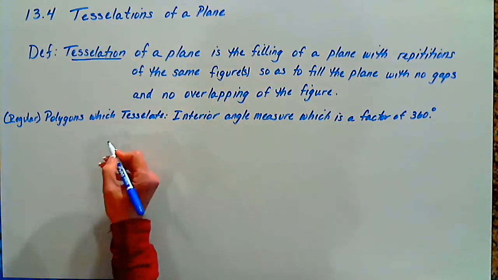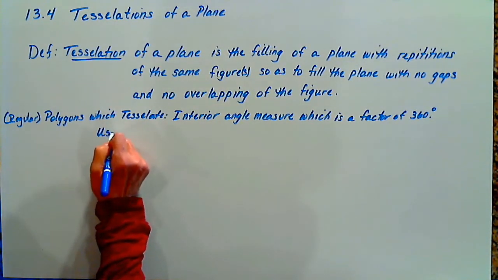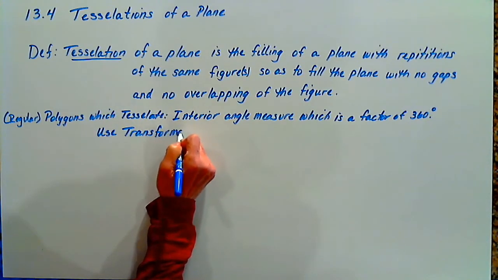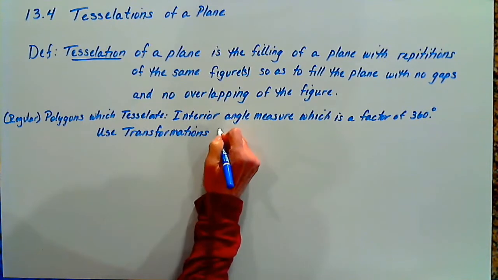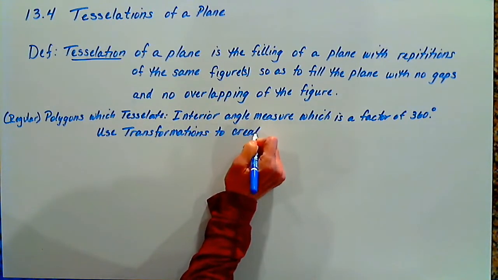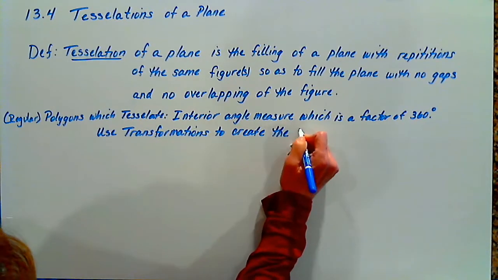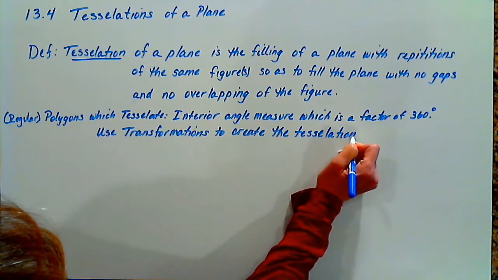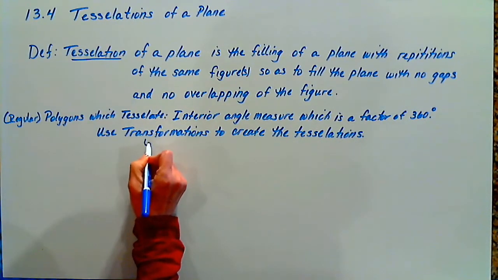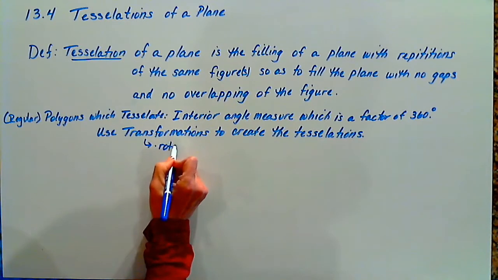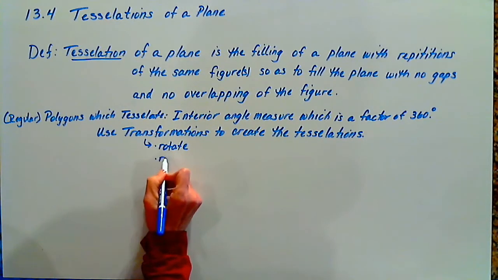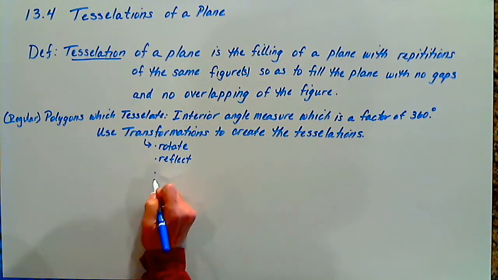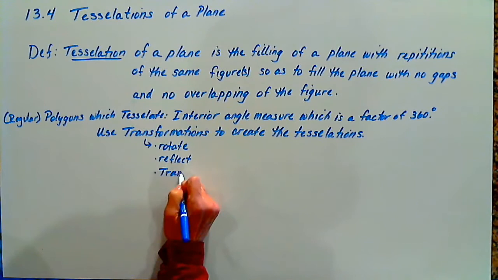So what we do is use the transformations that we've learned to create the tessellations. Well, what are the transformations that we've learned? We've learned to rotate. We've learned to reflect. And we've also learned to translate, or to slide, or glide.